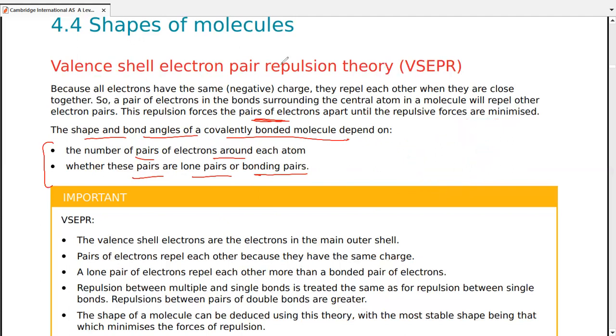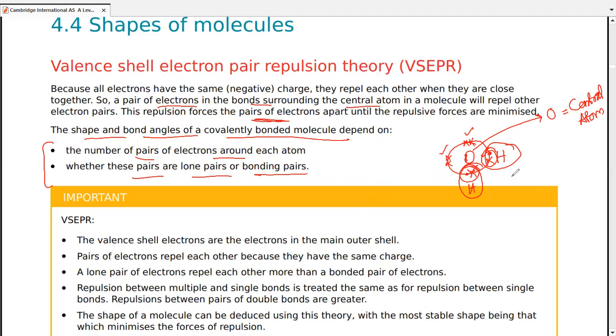the diagram of water, I hope you already know and understand that it's like this, and I'm representing the crosses for oxygen and dots for hydrogen. The pair of electron bonds surrounding the central atom, now oxygen is the central atom, present in the center since hydrogens are surrounding it, all right? In the molecule will repel each other. Now, we need to talk about the number of pairs on this one. It has all four pairs. And these pairs are lone or bonding pairs. Two of them are bonding pairs since they're made up of a dot and a cross. And two of them are lone pairs since they're made up of both crosses.